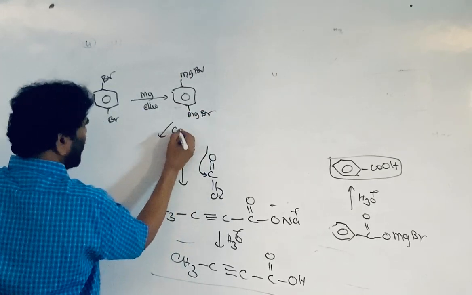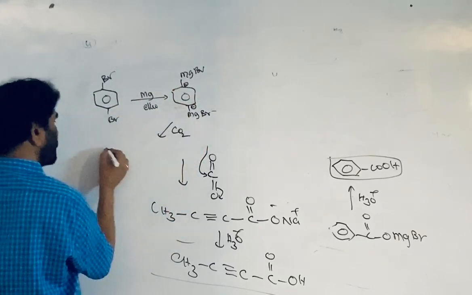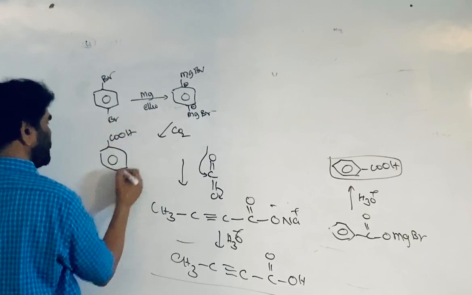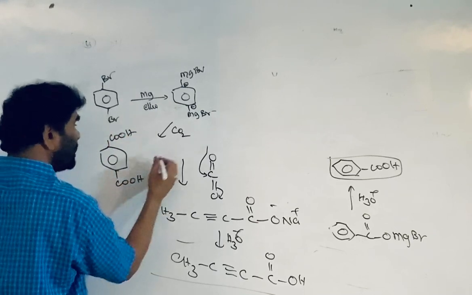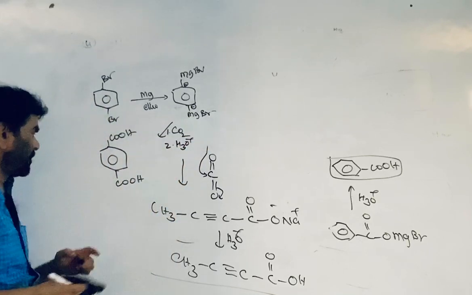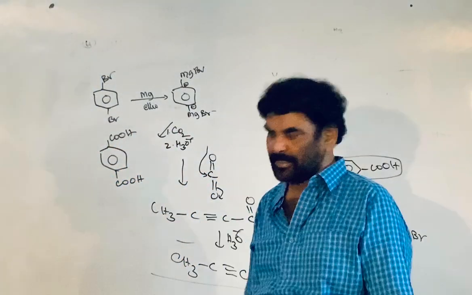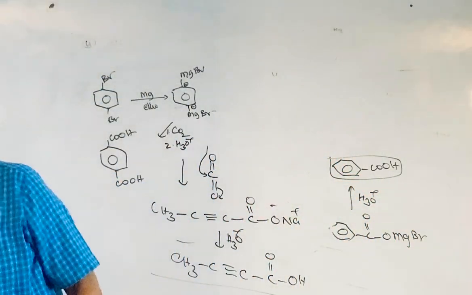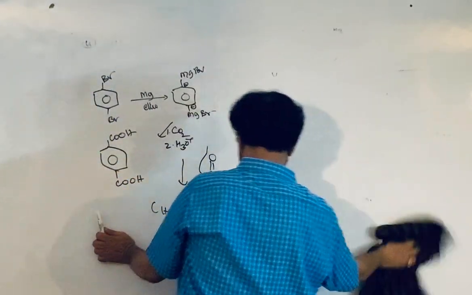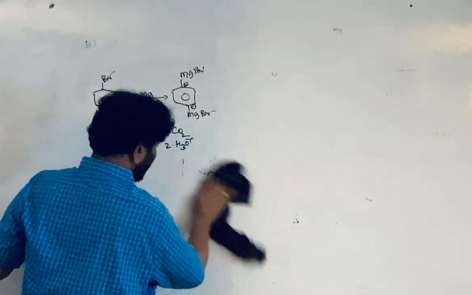This on treatment with excess carbon dioxide. So this is the carbanion part, this is the carbanion part. Now what happens? See, COOH is introduced here, COOH is introduced here. So first carbon dioxide followed by acidification. So easily we can introduce the COOH groups. This is the procedure adopted. So in this method carboxylic acid is prepared starting from the Grignard reagent.